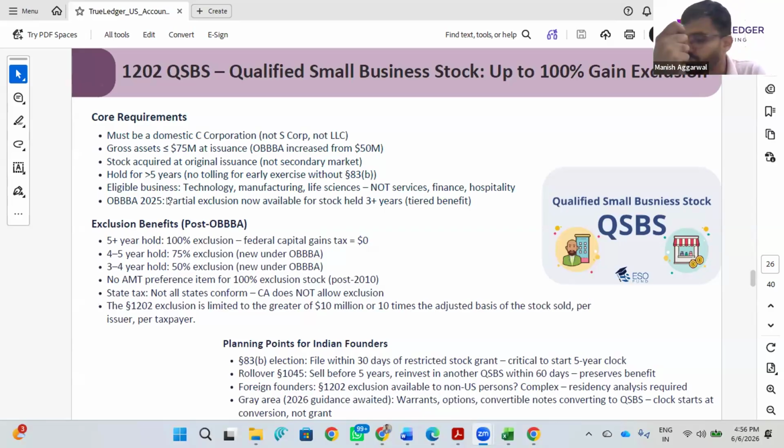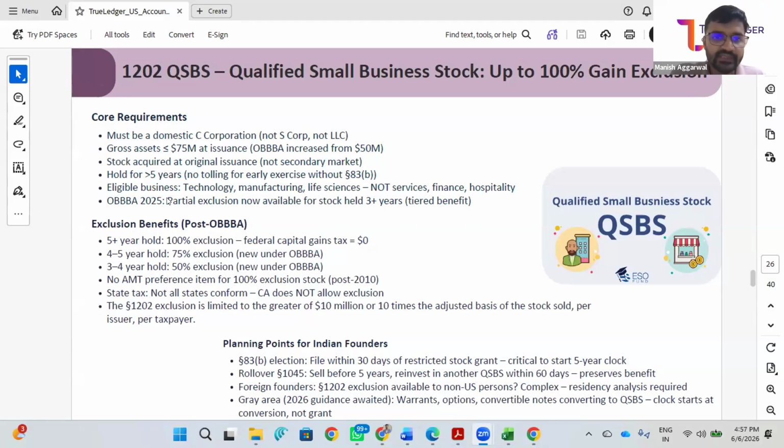the value of the assets at the time of issue of shares should be less than 75 million. Earlier, this limit was 50 million, but in 2025, this limit was increased from 50 million to 75 million. And the stock should be issued to the founder as a primary issuance, not as a secondary transaction. And the shares must be held for a period of greater than 5 years.